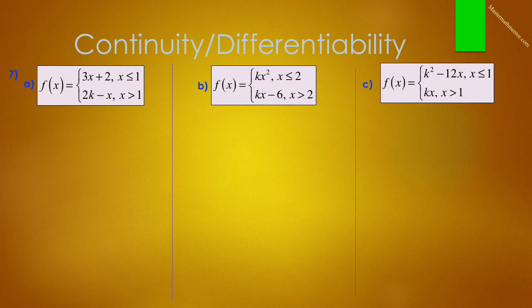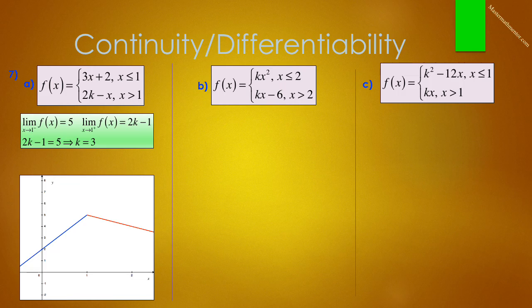Problem 7 gives piecewise functions using the constant k. You're asked to find the value of k which makes these functions continuous. 7a gives f of x equals 3x plus 2 if x is less than or equal to 1, and 2k minus x if x is greater than 1.